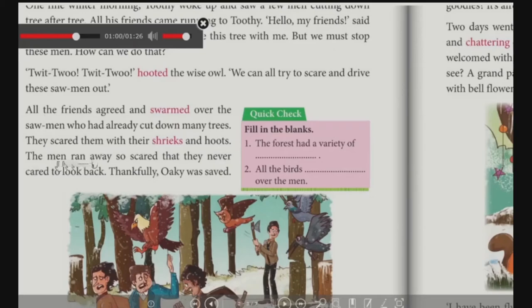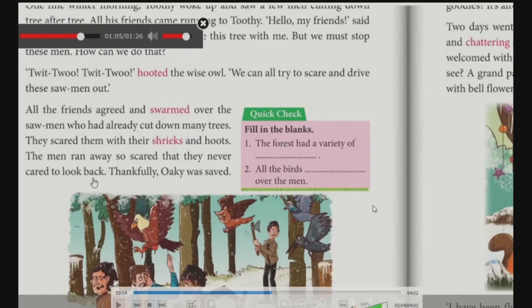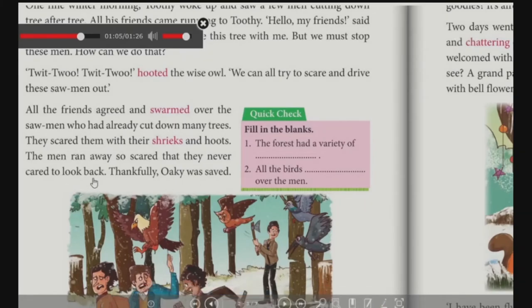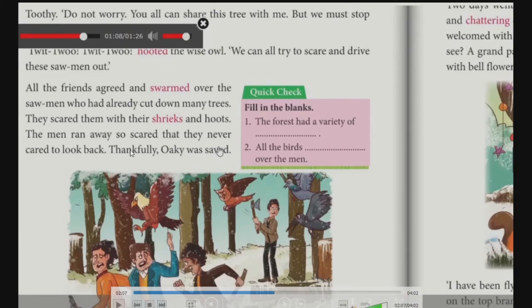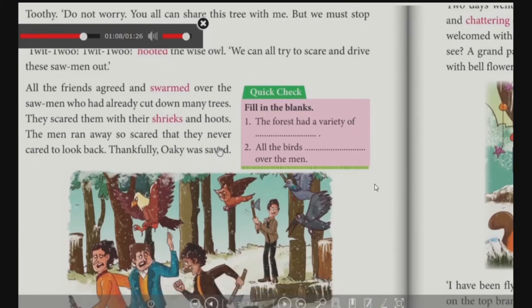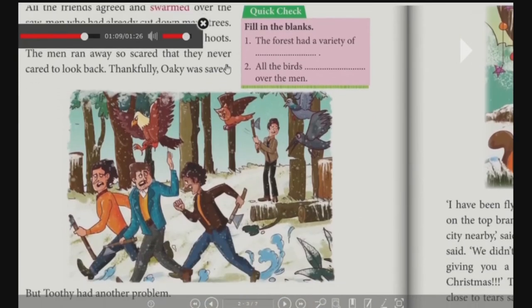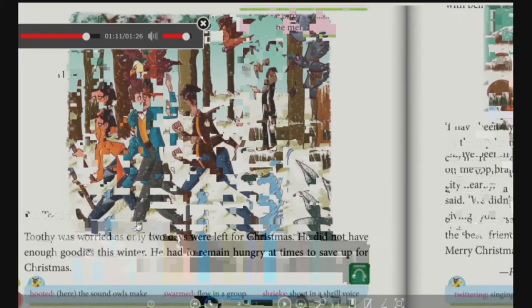The men ran away so scared that they never cared to look back. That means they never wanted to come again over there. Thankfully, Oaky was saved. The meaning of thankfully is in Hindi how we say, Bhagwan ne bacha liya, thank God, Oaky was saved. But Toothy had another problem.